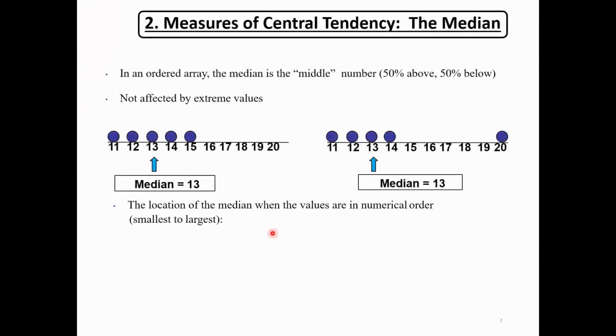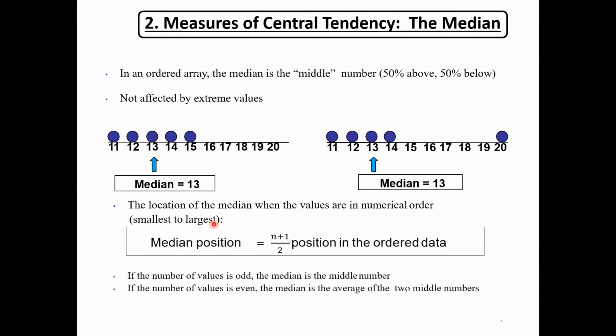The second measure of central tendency is the median. The median is simply the middle number, which gives you 50% of the observations above and 50% of the observations below. So first, in order to calculate the median, you need to calculate the location of the median. Before we do that, it is very important that when you're given a data set, you arrange it from smallest to largest. This was mentioned in the last lesson as well.